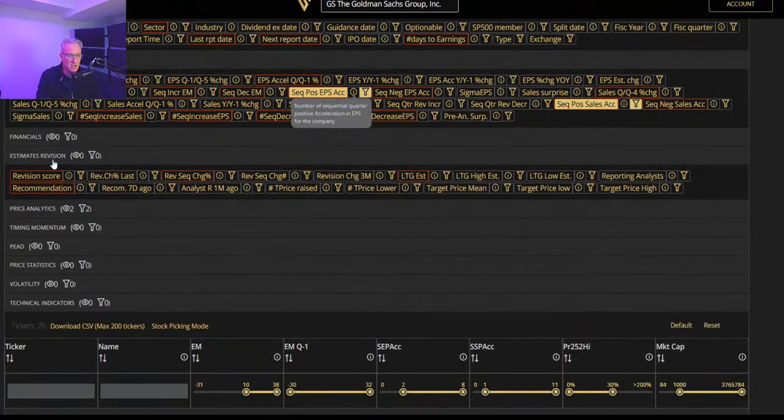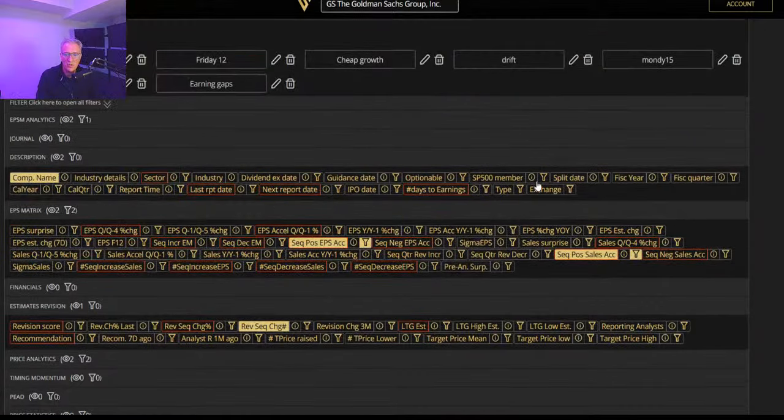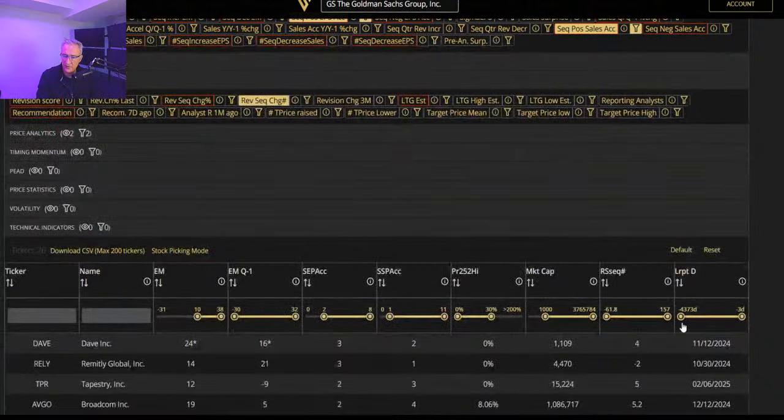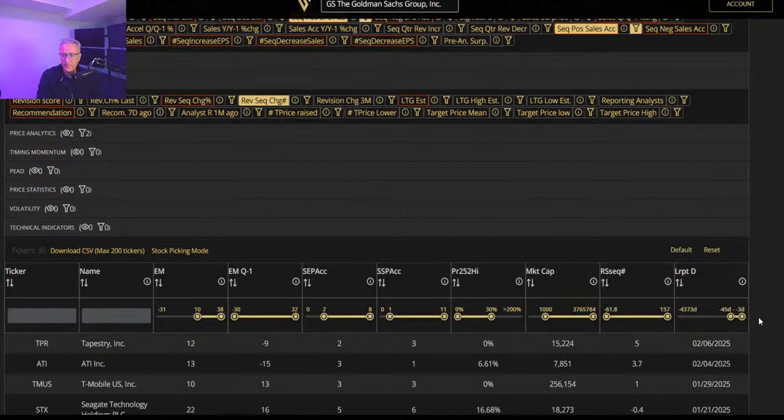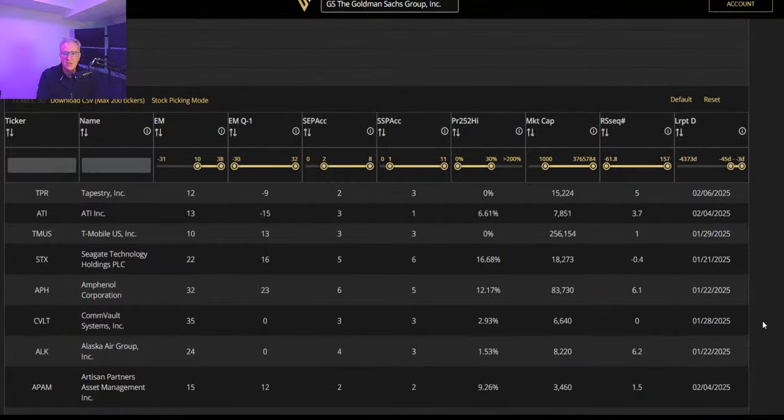What I'm going to do as well is click on the revisions. So the revisions are analyst estimates revising their estimates up or down. And we can click on this one, which is the actual value revised since the beginning of the quarter. So we are going to filter for the quarter. So I'm going to click for last report date. Since we're about 45 days away from the beginning of the quarter, I'm going to put 45. There you go. And I get a bunch of names here, and this is nice and good.